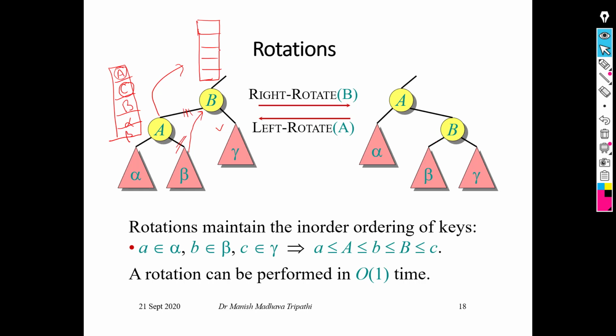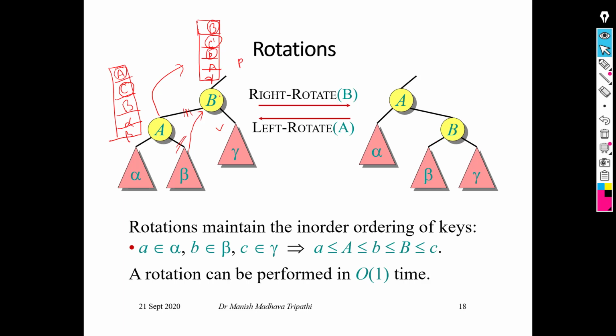In the case of B also, its value is B, and I am again encircling it, and suppose C dash is the color of B. Who is the parent? Suppose P is the parent. Who is the parent of P? Who is the left child? A is the left child, and gamma is the right child.